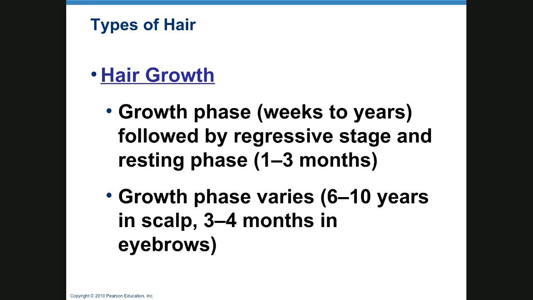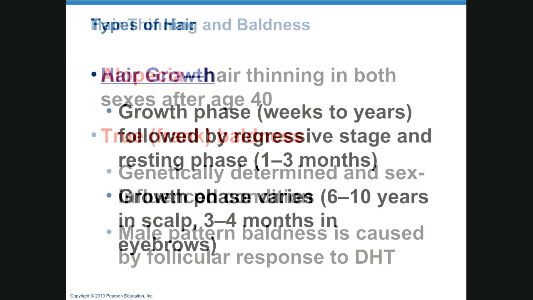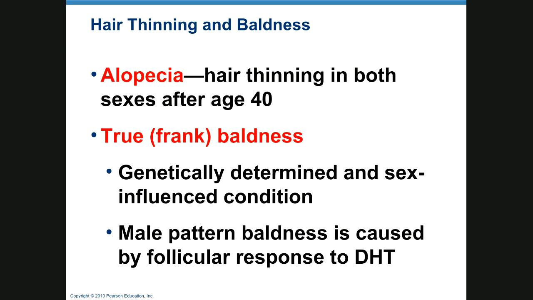Hair grows in phases, and there's always a resting phase of a few months in between. Alopecia is the thinning of the hair that occurs in both sexes after age 40, and that's due to the hair follicles dying. Hair follicles eventually lose their hair and they regrow a new hair. But that whole process begins to slow down, and eventually some of the hair follicles stop working altogether, and that gives us the thinning of the hair.